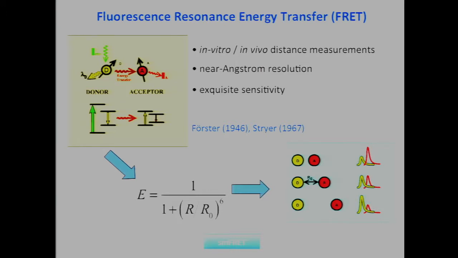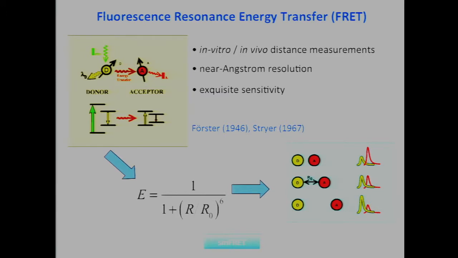Basically, you bring those two molecules together, you excite the donor, and then you analyze the spectrum coming from the pair. If the donor and acceptor are far apart, you'll see mostly emission from the donor. If the donor and acceptor are very close to each other, you see mostly emission from the acceptor because energy was transferred to the acceptor.